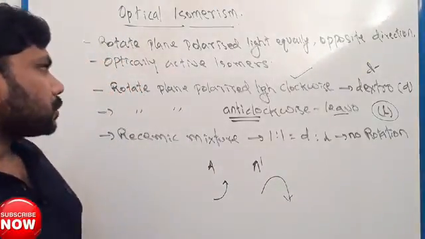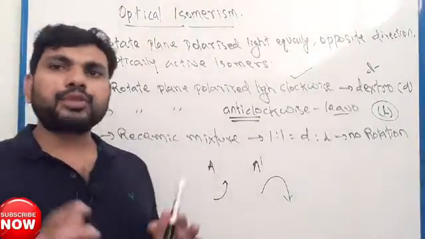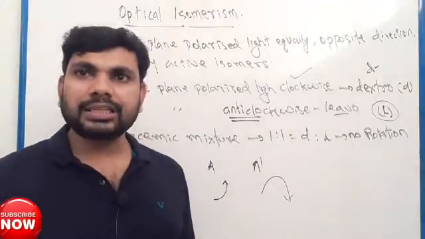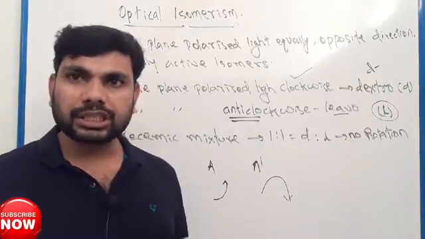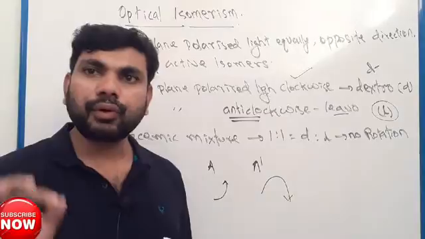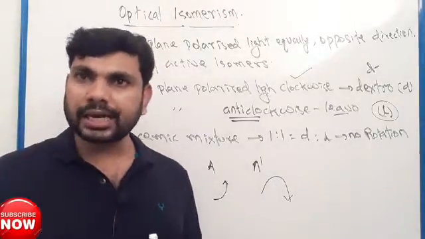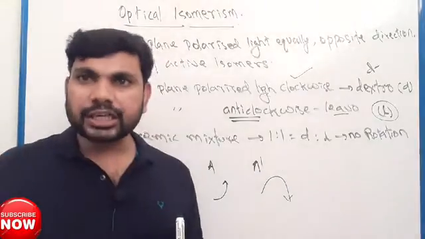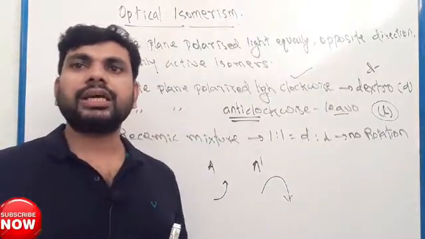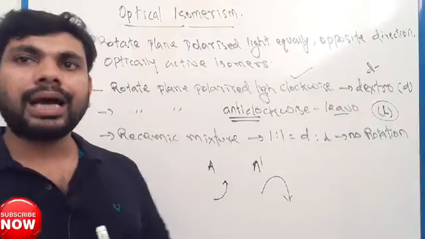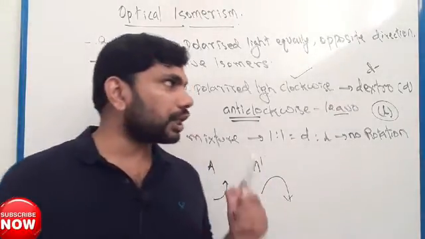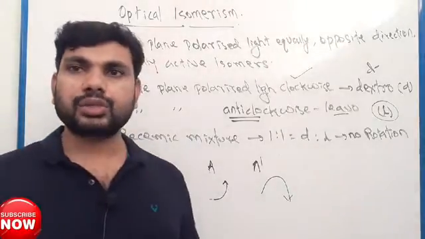So here we discussed optical isomers, meaning isomers that rotate plane polarized light to an equal extent but in opposite directions. There are two possibilities for its rotation: clockwise or anti-clockwise. Clockwise rotation means dextro-rotatory isomer, D isomer. Anti-clockwise rotation means levorotatory isomer, or L isomer.